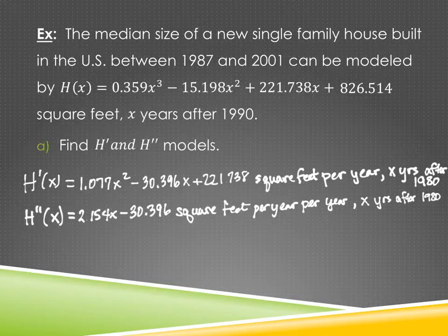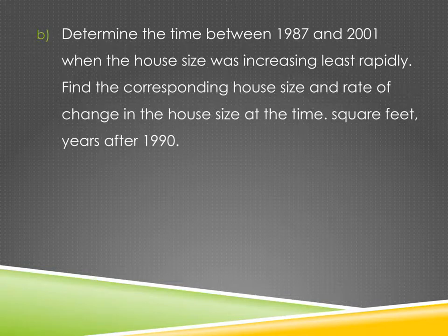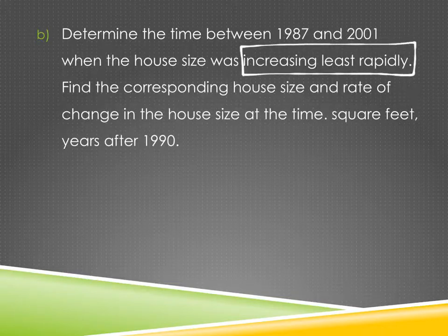Okay, ready for part B? Part B says, determine the time between 1987 and 2001 when the house size was increasing least rapidly. This phrase is one of those keyword things. We've had some keywords along the way throughout the semester. One of the keywords was model, and model means it has 4 parts. We also had a key phrase, rate of change, which means slope or derivative, depending on the context.